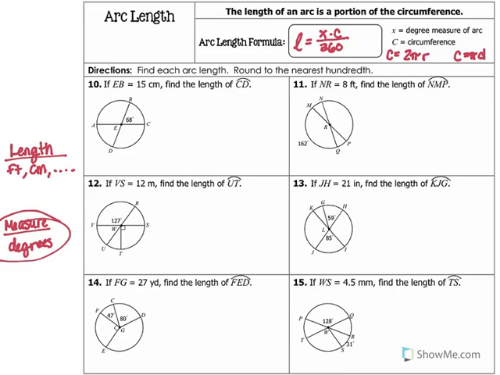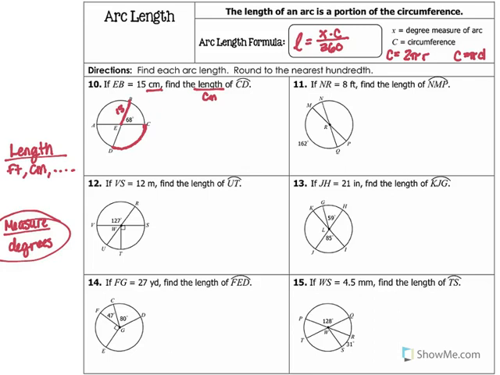So let's try the first one. It says that EB, so the length of this radius, is 15 centimeters, and it wants us to find the length of CD. Now you might be looking at it and saying, oh, well, this is a straight line. We can just subtract 68 degrees from it. That's true. We have to do that to find the measure, but it's asking us for the length. If it says length, it's going to want us to give centimeters back, not degrees.